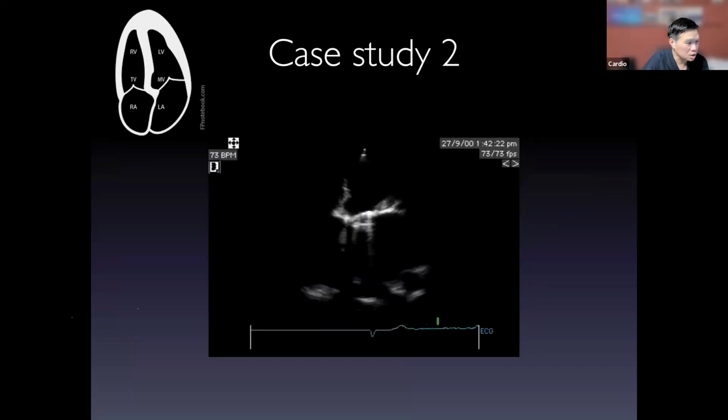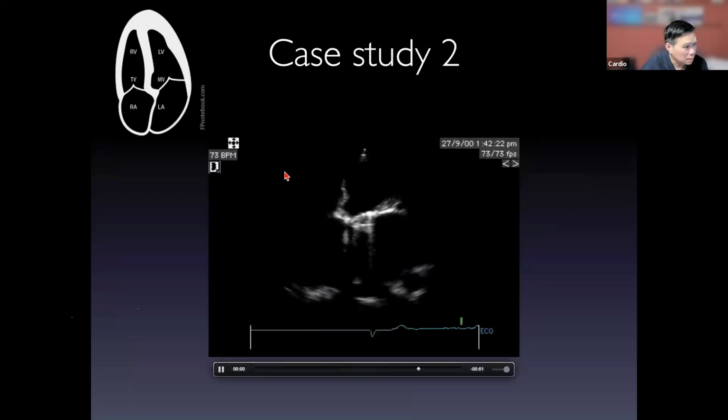Okay, so next one is a little bit different. Technically a little bit difficult, but this is the 4-chamber view. Left ventricle is here, left atrium is here, right atrium is here, and the atrial septum is here. So what kind of artifact is this?